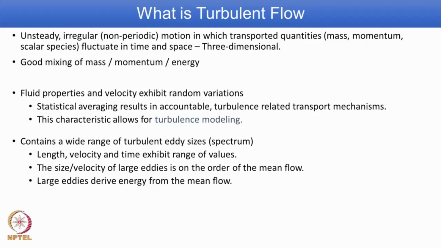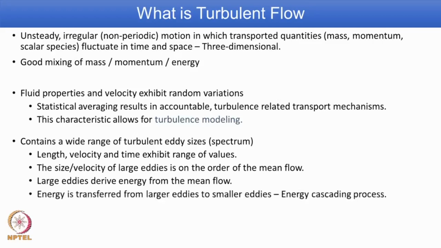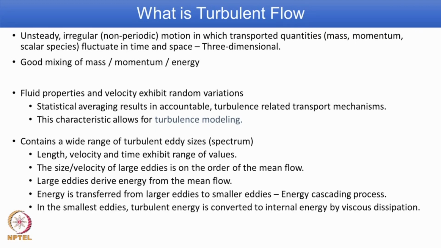So, large eddies derive energy from the mean flow, and in turn pass it to the next smaller size, which in turn pass it to the next smallest size, and it goes on. Finally, at the smallest size it gets dissipated by viscous action. So, energy is transferred from larger eddies to immediate smaller eddies, and then the cycle continues, and it ends at the smallest eddies possible. This process is called the energy cascading process. In the smallest eddies, turbulent energy is converted into internal energy by the viscous dissipation process.